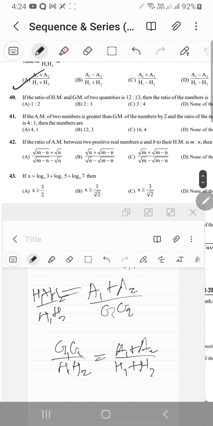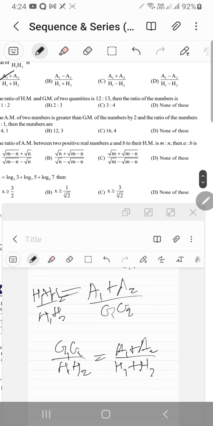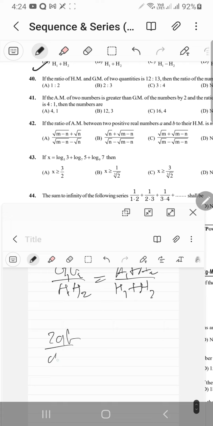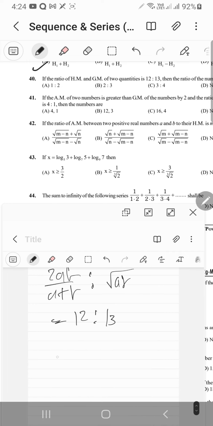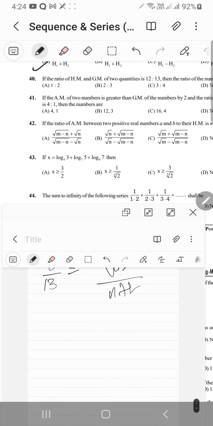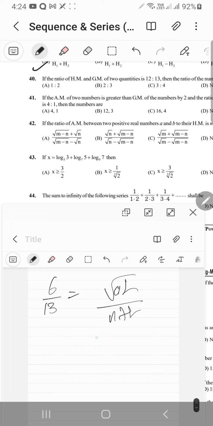Next, if the ratio of harmonic mean to geometric mean of two quantities is 12:13, then the ratio of the numbers is no big deal. So the harmonic mean, that will just be 2ab upon a plus b, is to the geometric mean, which is square root of ab. And this is 12:13, that means 12 upon 13. It's like 6 upon 13 because you can get that 2 off. So 6 upon 13 equals square root of ab upon a plus b. Cool. Square this maybe.